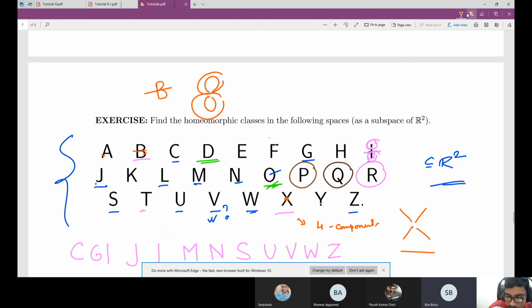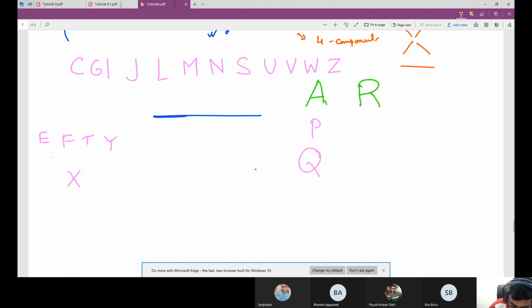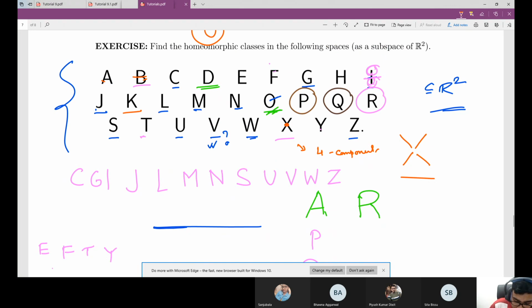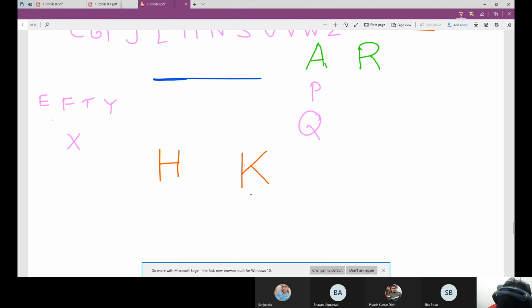Okay, so what about H and K? H and K are homeomorphic. You can see this is your H, and where is your K? Your K is this one. This is like this, and from here it is that. Just straighten this, make this line straight, so it will be this, and therefore they are homeomorphic. That's it. H and K are homeomorphic.